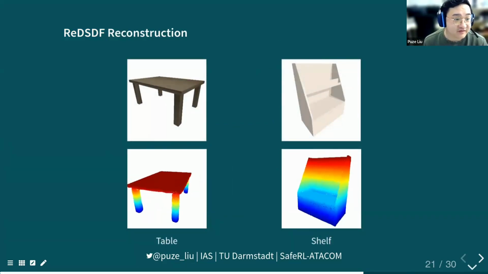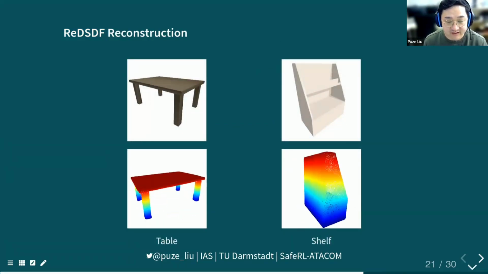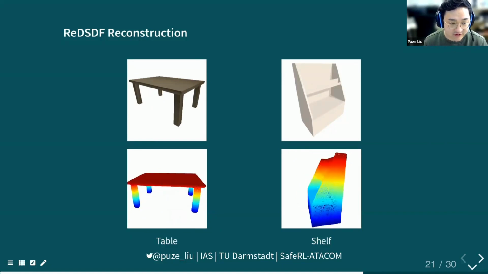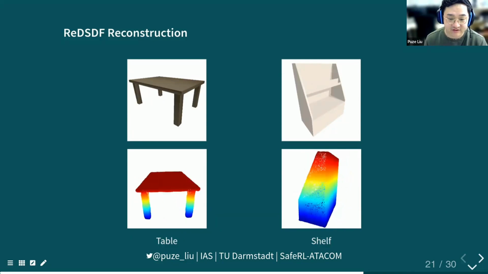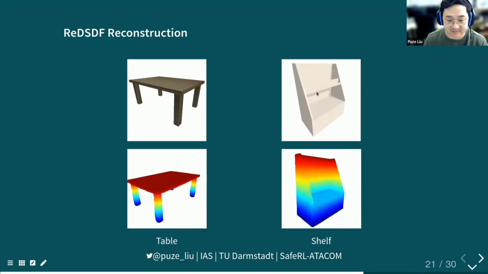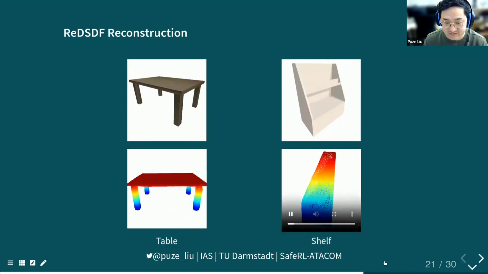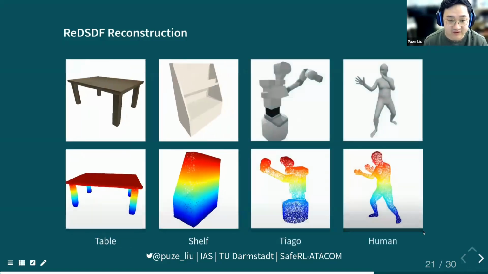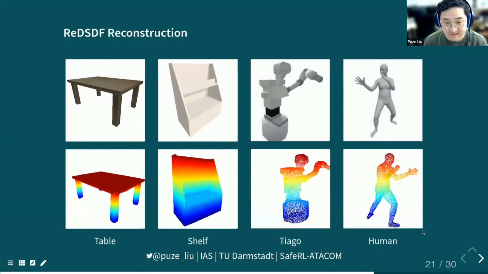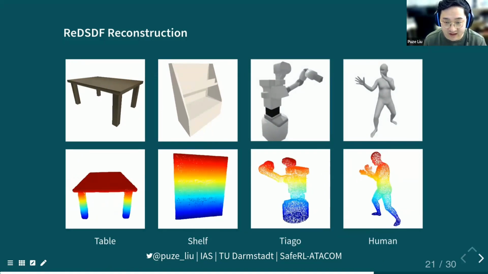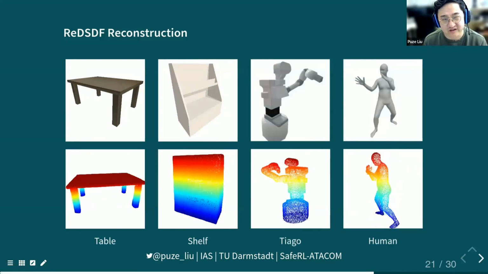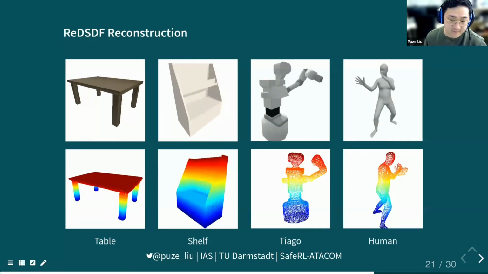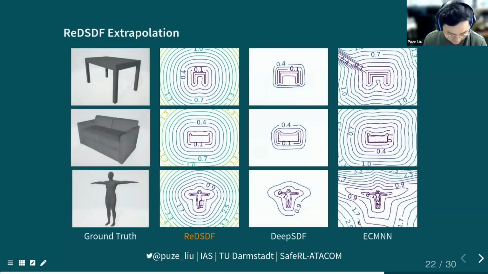After some training, we have pretty good results, I would say, for different types of geometries. For example, for the table shape you have very thin plates, and you can also see the details on the shelf, which are reconstructed from the network. We also consider some articulated objects, like the Tiago robot that has a moving arm, and also the human, which has 24 moving joints, if I'm not wrong. And our Reg SDF also has a pretty good extrapolation ability.